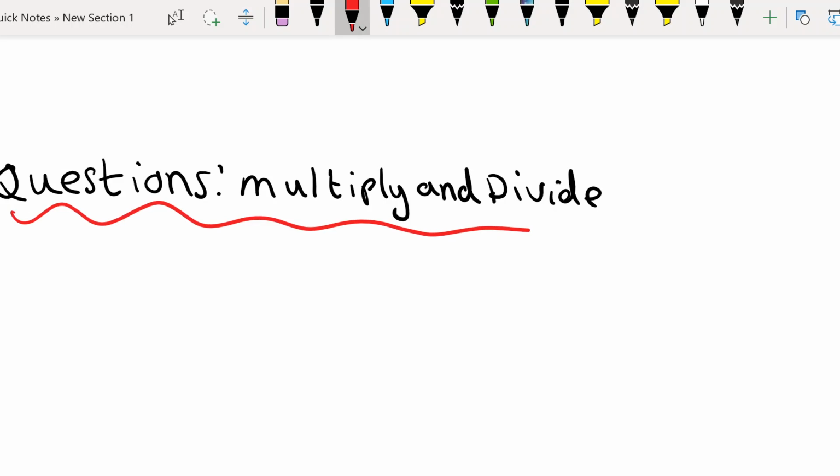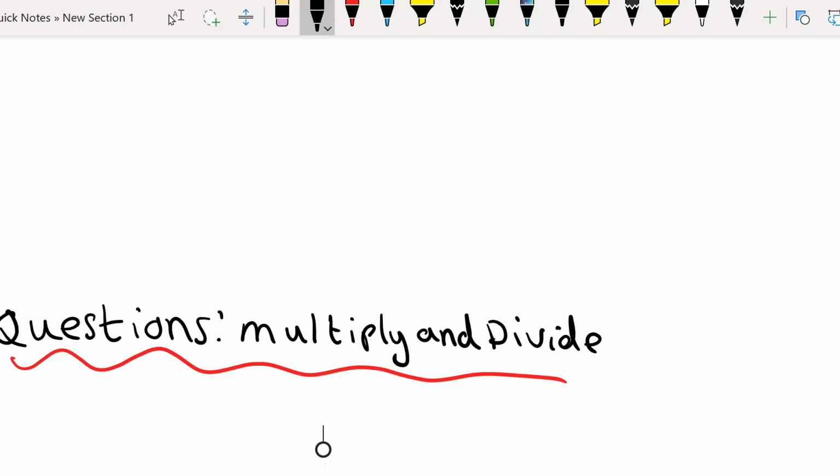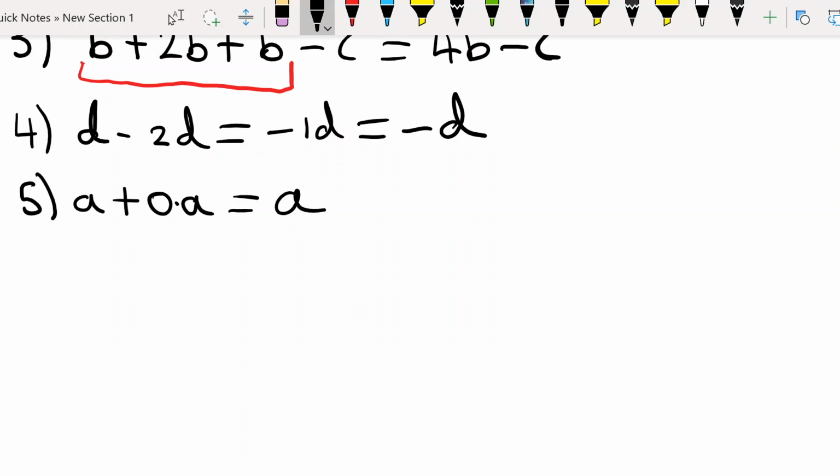And so I encourage you to go and have a go. Pause the video, make some numbers up for yourself. So you could just make a random number up, so 11, and make a letter up, whatever letter you want. So 11E add 2E. How many E's do I have? And mix some letters in as well.